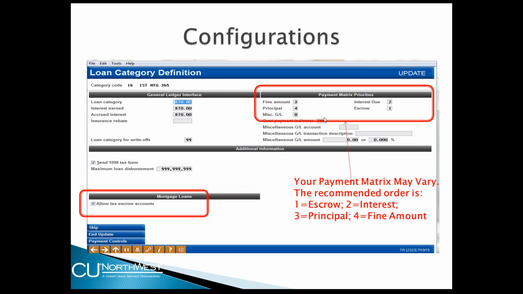If your escrow priority is left blank or has a 0 in it, the system is going to ignore your escrow account when processing payments, and any payment to the escrow savings account at that time would have to be done manually. As you see on the screen, your payment matrix may vary at your credit union. The recommended order is 1 for escrow, 2 for interest, 3 principal, and then 4 for your fine amount. At this point, you can click End Update down here in the lower left corner, and this is going to save your entries.